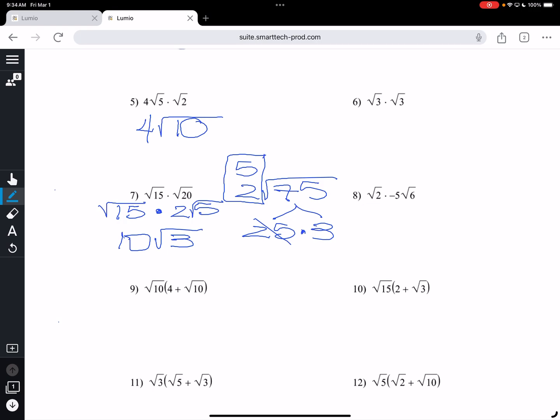All right, I want to show you something super quick. So I'm going to write our answer here: 10 radical 3. And I'm going to erase.